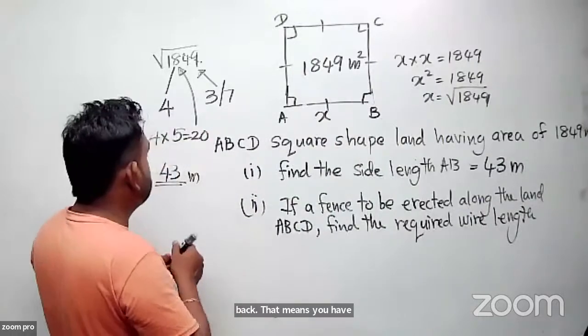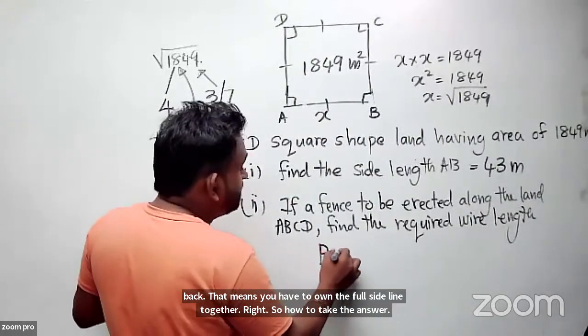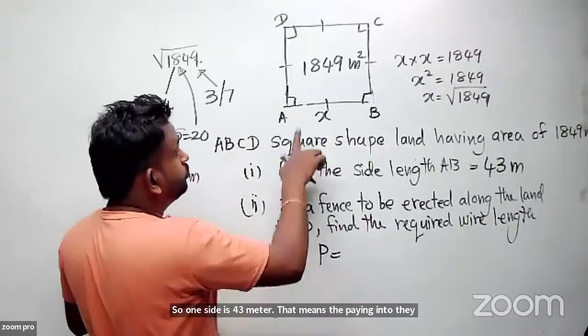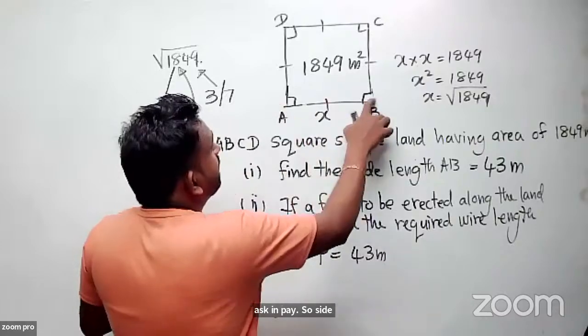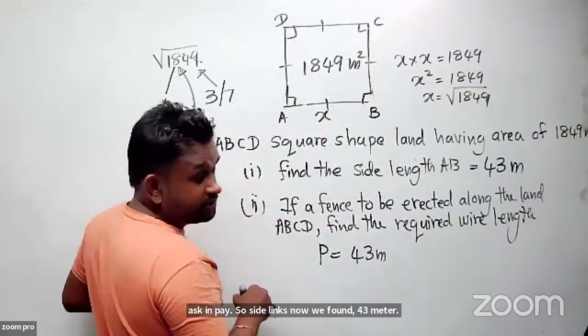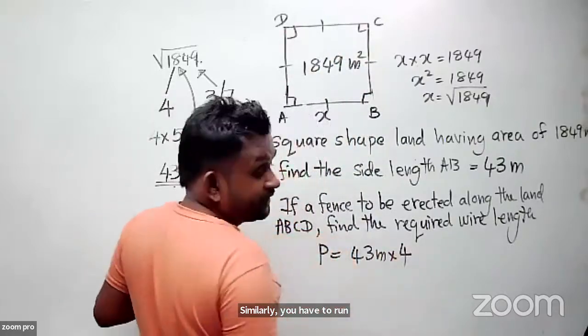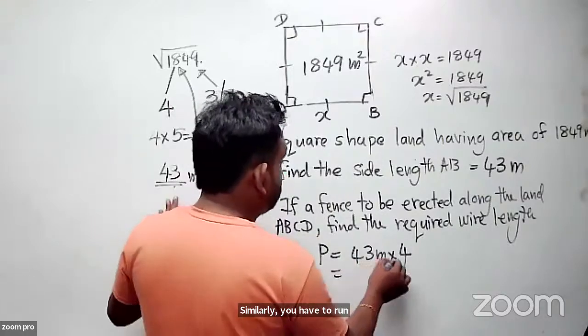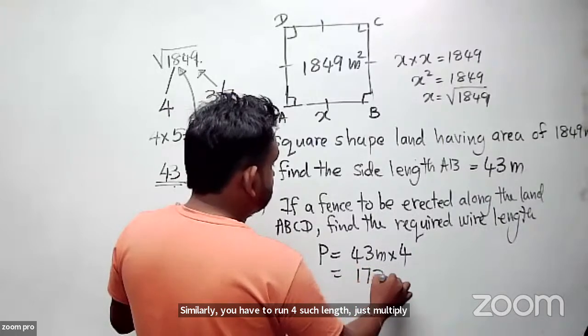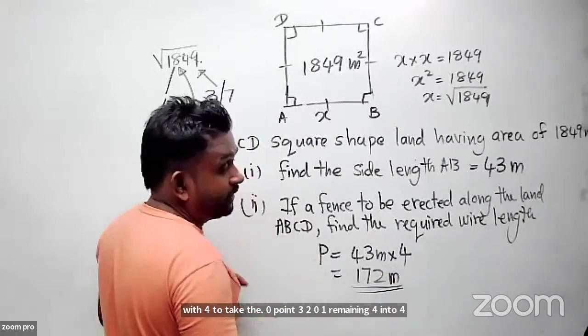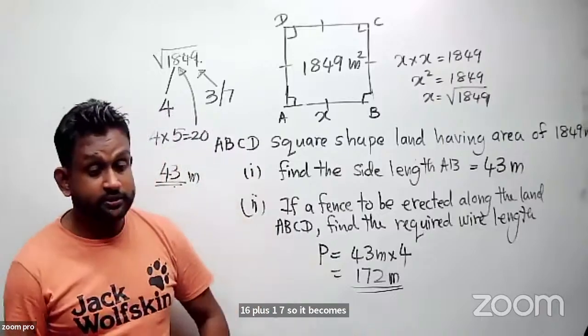One side is 43 meters. That means they are asking the perimeter, P. The side length we found is 43 meters. Similarly, you have to run four such lengths. Just multiply by 4 to get the perimeter. So 4 into 3 is 12, 1 remaining. 4 into 4 is 16 plus 1 is 17. So it becomes 172 meters.